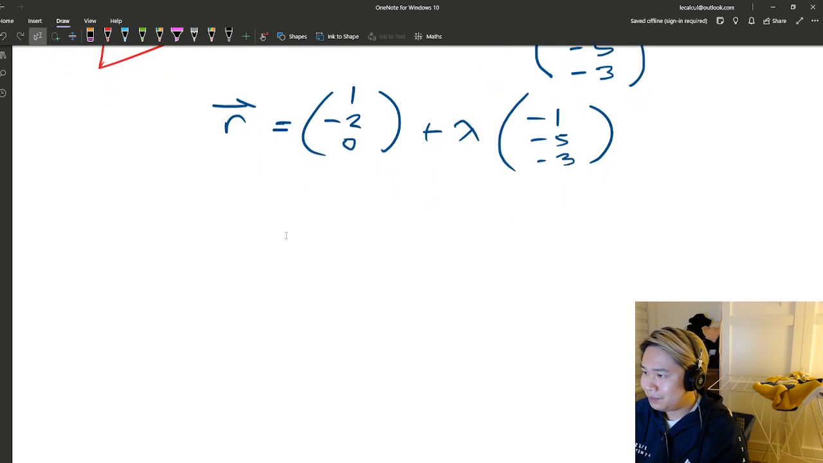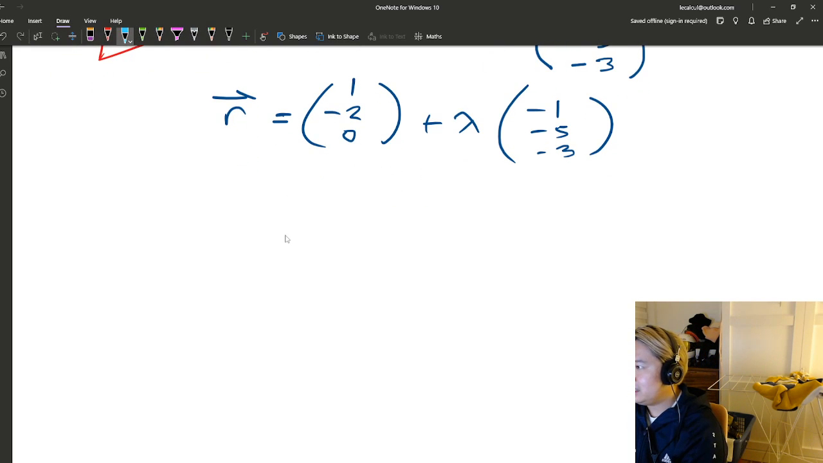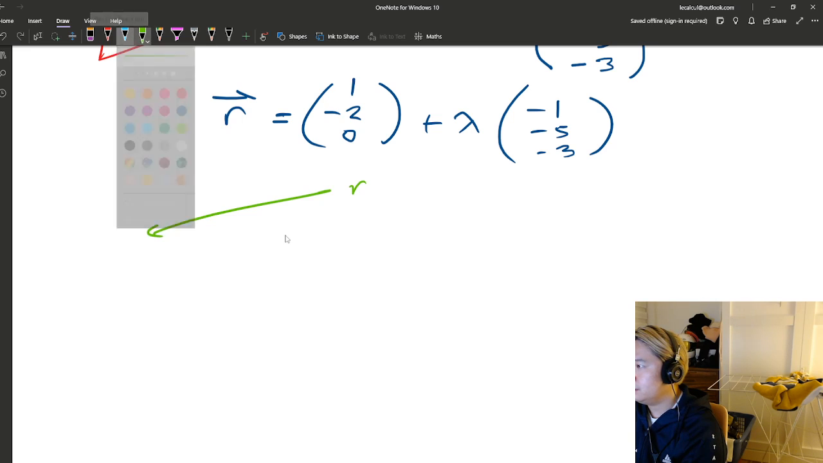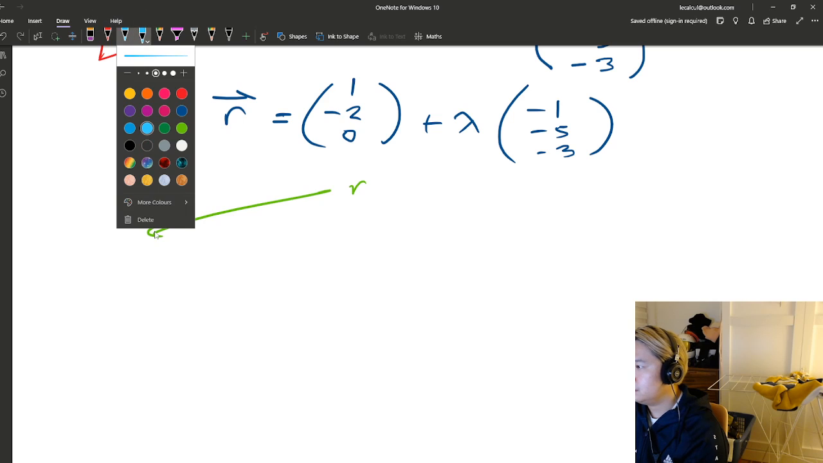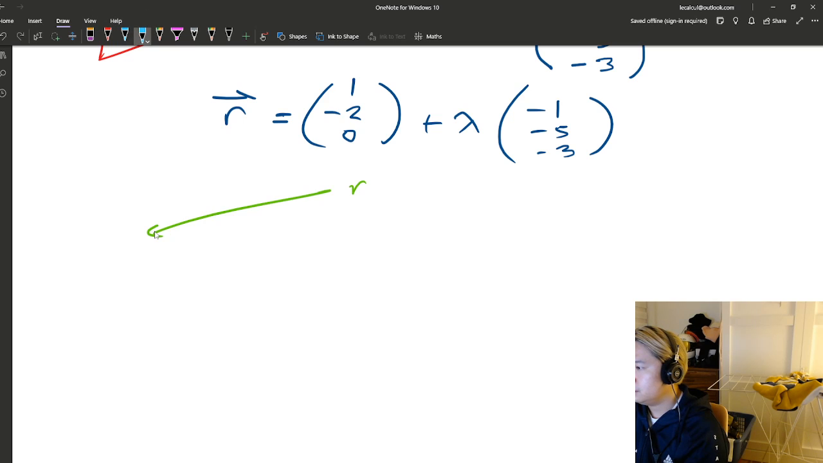So anyways, what that means is, for example, here's your line R. And then your third plane, let's just say, is kind of hovering below it.